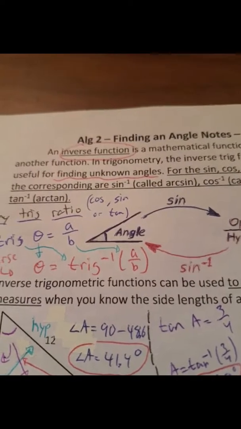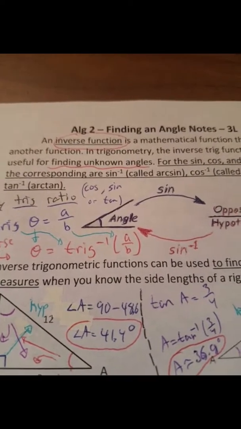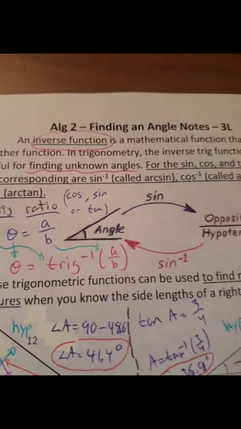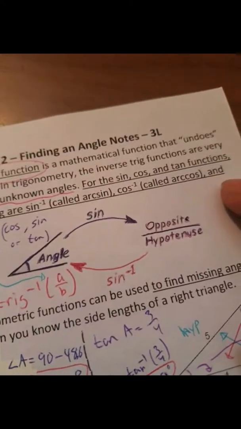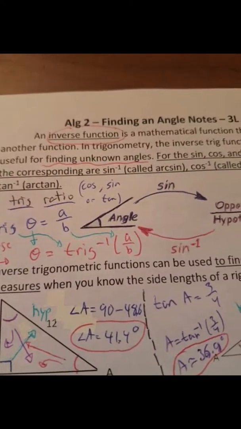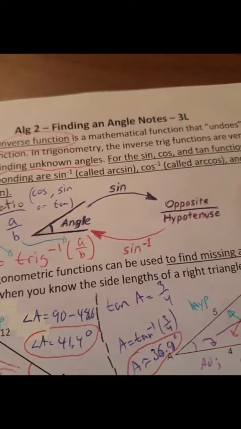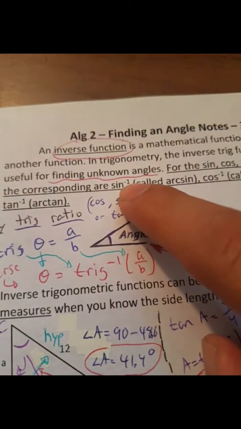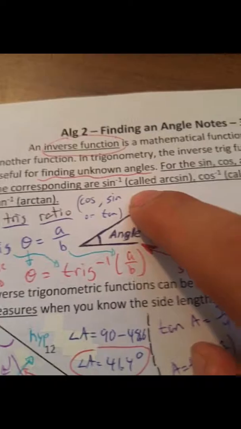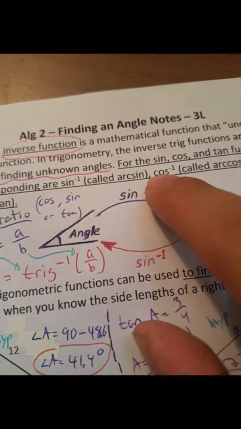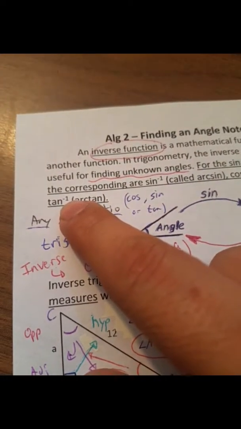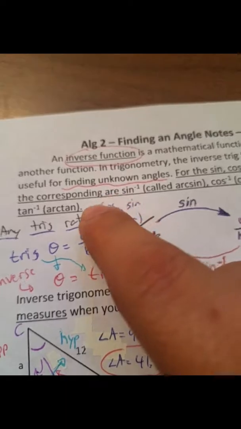Missing angle is actually called inverse trig, or inverse trigonometry. An inverse function is a mathematical function that undoes another function. In trigonometry, the inverse functions are very useful for finding unknown angles. For sine, cosine, and tangent, the corresponding inverses are sine with a little -1, called arcsine; cosine with the little -1, called arccosine; and tangent with the little -1, called arctangent. They're the inverses that are helpful for finding unknown angles.